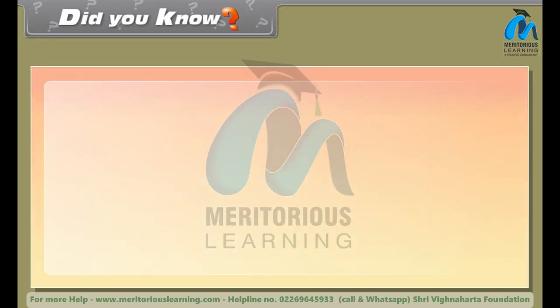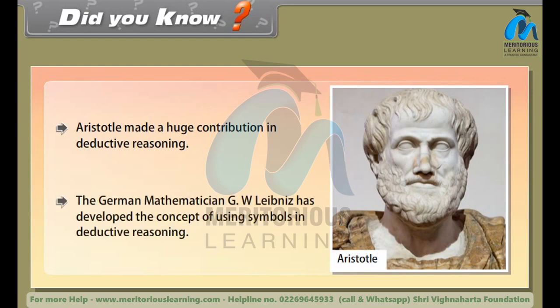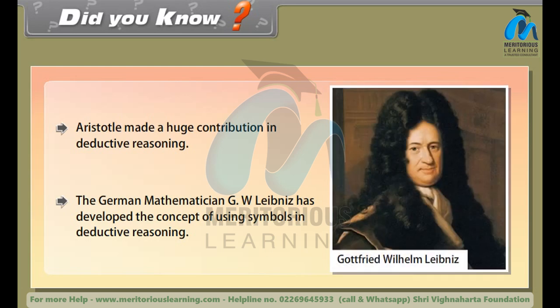Did you know? Aristotle made a huge contribution to deductive reasoning. A German mathematician, G.W. Leibniz, developed the concept of using symbols in deductive reasoning.